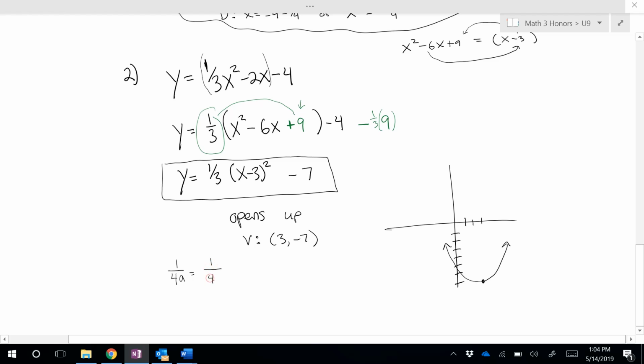1 over 4 times a third, which is 1 over 4/3, which is 3/4. Okay, so that tells me I need to move up 3/4 from the vertex to get to my focus. So the focus is going to be, I was at a height of negative 7, and I went up from there 3/4.